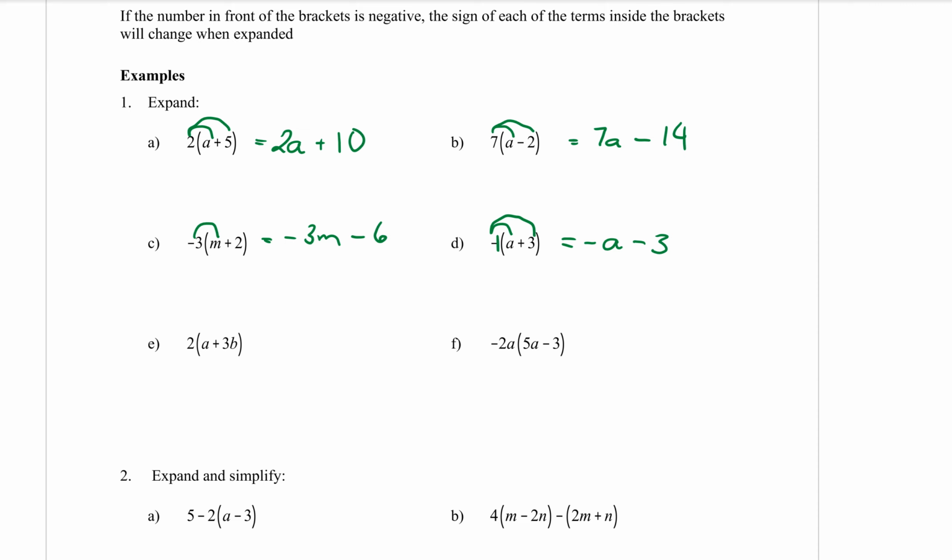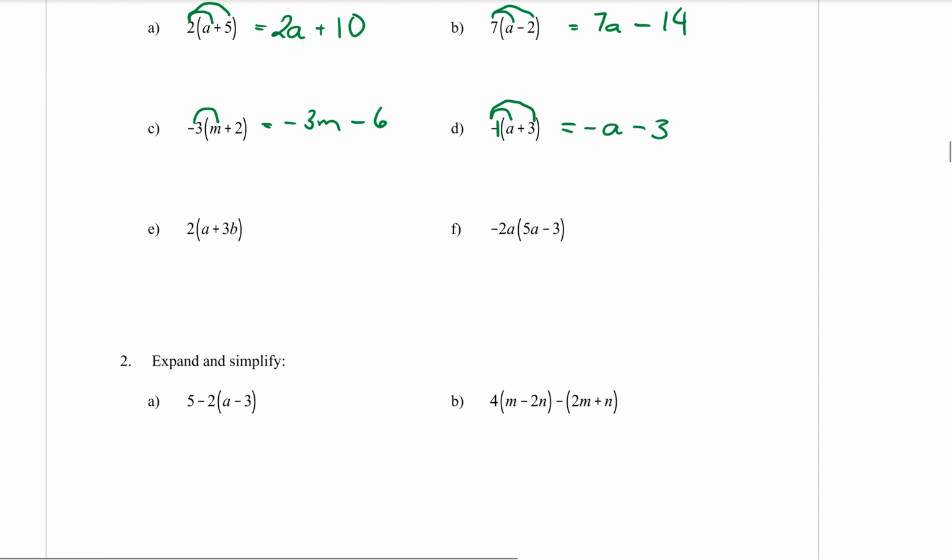Okay, part E. 2 times A is 2A, beautiful. There's a plus sign, but no minuses complicating this one. And now I do 2 times 3B, which is 2 times 3 is 6, and the B. So you remember all your multiplying rules. Multiply the numbers, letters collect up.